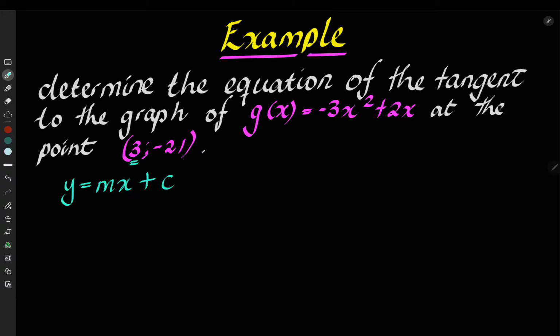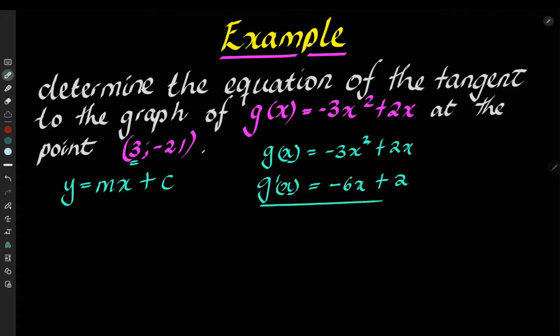To determine the gradient of a curve, first of all, we find the derivative of the curve. So in this case, our curve is negative 3x squared plus 2x. Then the first derivative of that, which will give us the gradient function, will be equal to negative 6x plus 2. So this is our gradient function. And if we substitute any value of x into that gradient function, that will give us the gradient at that value of x. In this case, the value of x that we have is 3. So if we substitute 3, we will get the gradient at 3.